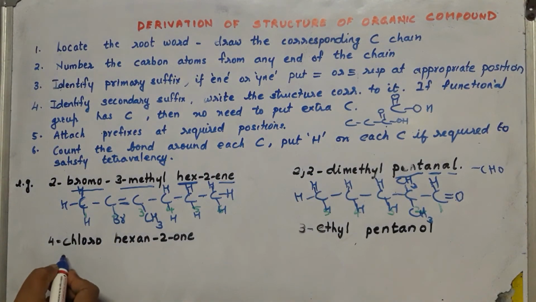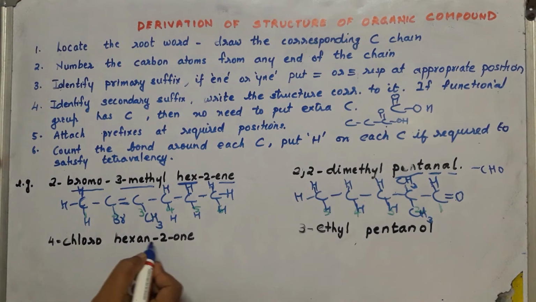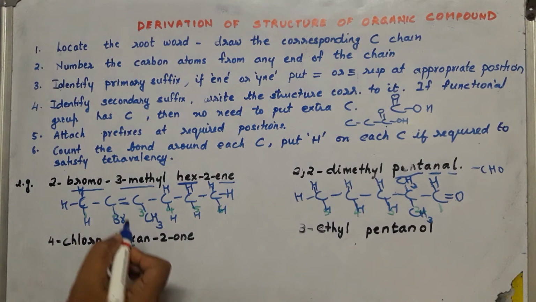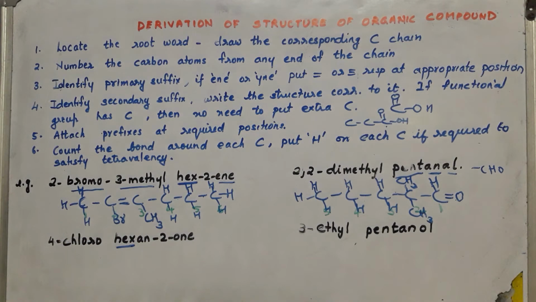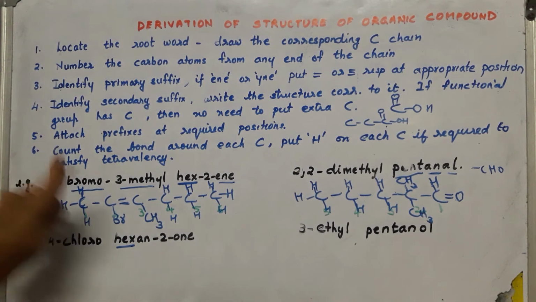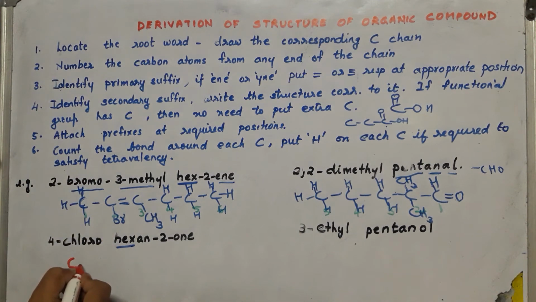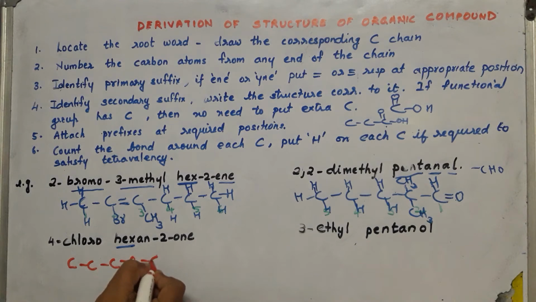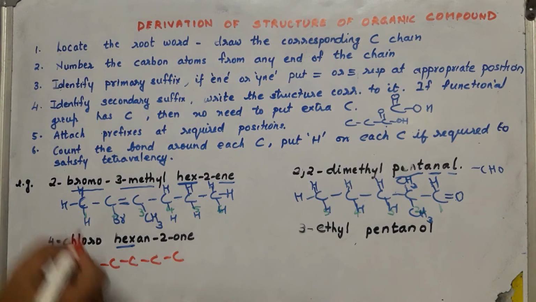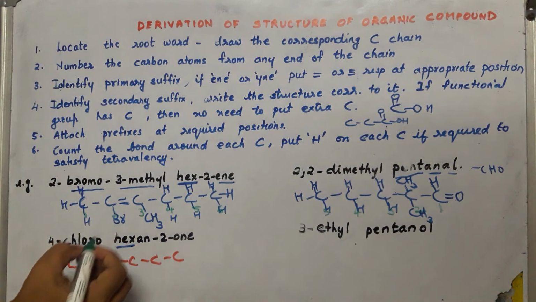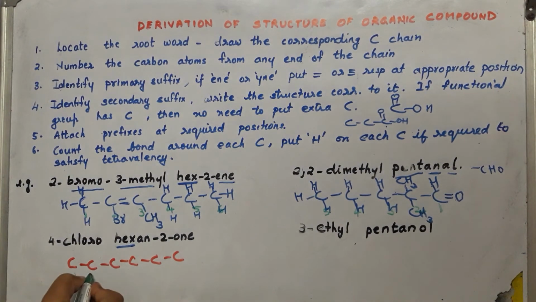Now move on to the third one: 4-chlorohexan-2-one. Now look at the root word. Root word is hex. So what you have to do? You have to give 6 carbon in the chain. So I am giving 6 carbon: 1, 2, 3, 4, 5, 6 carbon I have given. Now you have to number it. Numbering can be done from any end. So I am numbering from here: 1, 2, 3, 4, 5, 6.